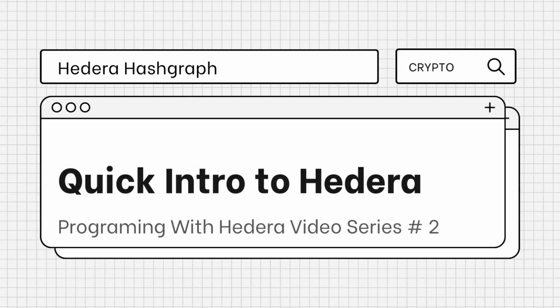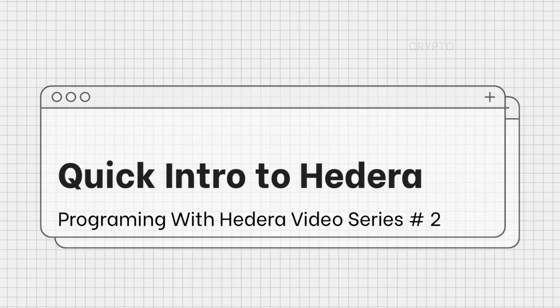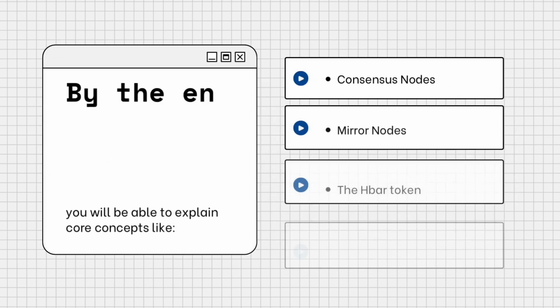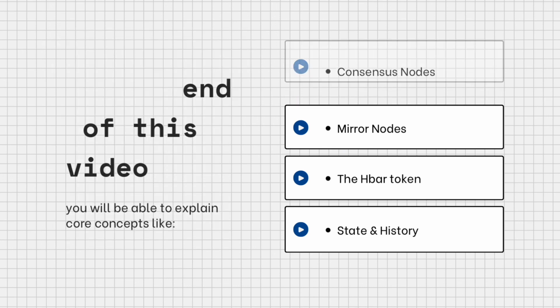Now I know you want to get started developing in Hedera and setting up your environment, but before that we still need to cover some core concepts in Hedera. By the end of this video you will be able to describe core concepts like consensus, mirror nodes, the Hbar token, state and history.